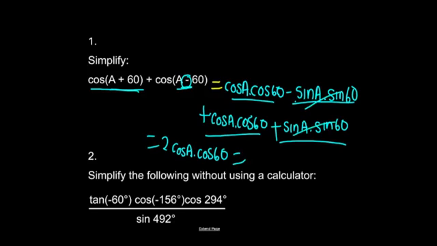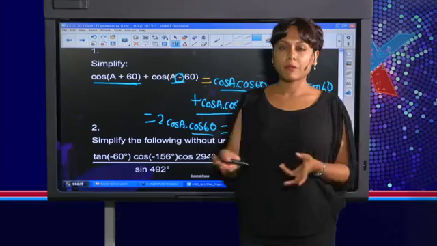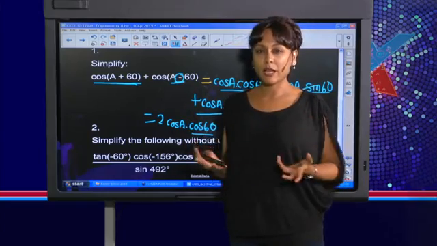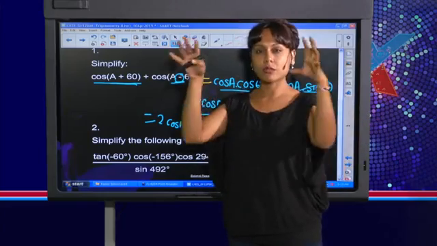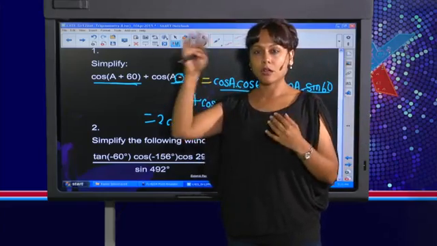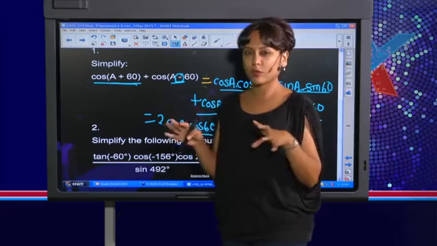2 cos A times cos 60. Cos 60 is nice to work with because it is a special angle. When you're dealing with special angles, remember that sometimes the question says without a calculator, which means you can use your special angle triangles or your special angles on the arc with the circle with radius 2. All right.